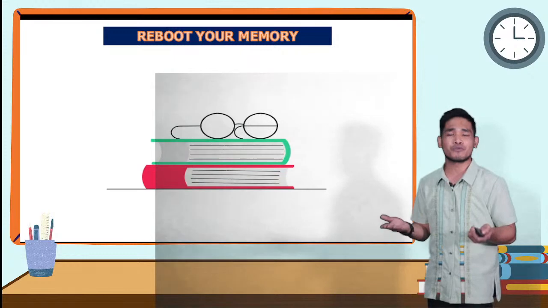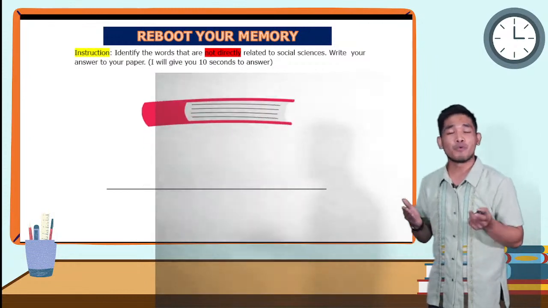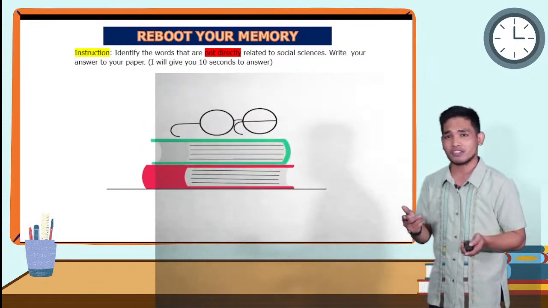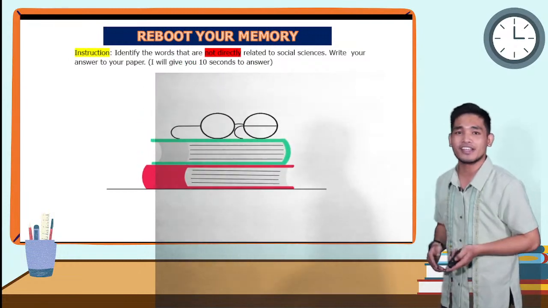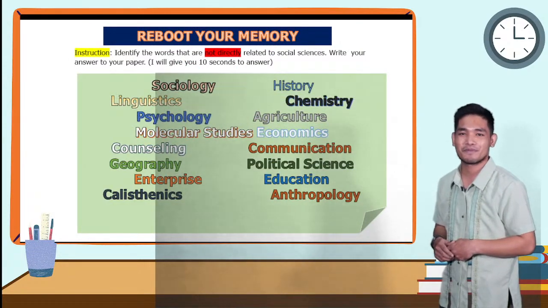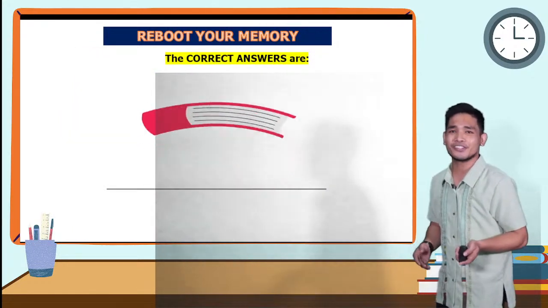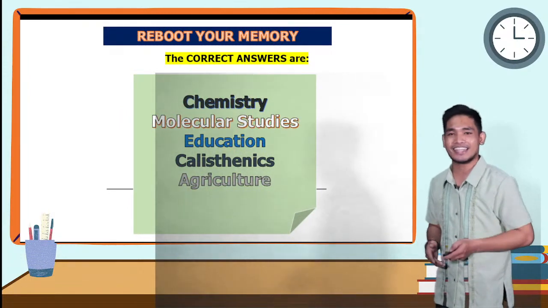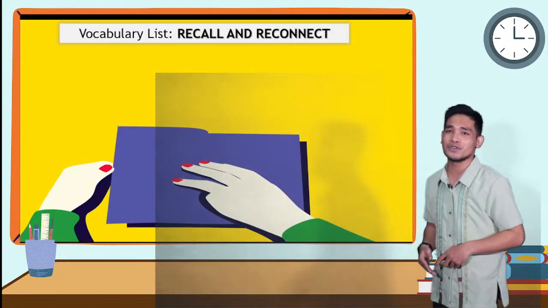This activity is what we call reboot your memory. So here are the instructions. You're going to identify the words that are not directly related to our social sciences. Write your answer on your paper, and I will give you 10 seconds to answer. So here are our words. Time's up. Okay, so the correct answers are chemistry, molecular studies, education, calisthenics, and also agriculture. You got it right.